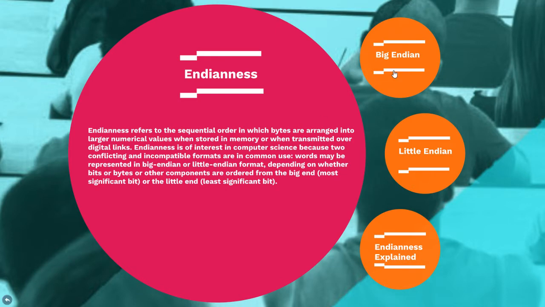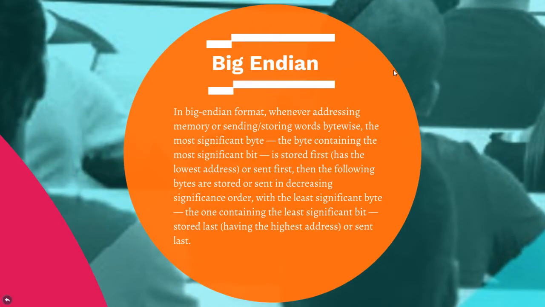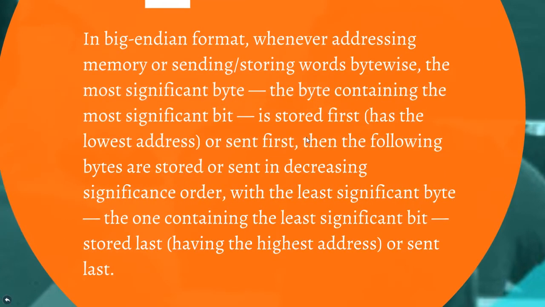Okay, so we've got some definitions here. I'm not going to read them all to you, but big endian and little endian basically just mean they order the bytes a little differently, and there are advantages to doing that. So there is a method to the madness when you do that.